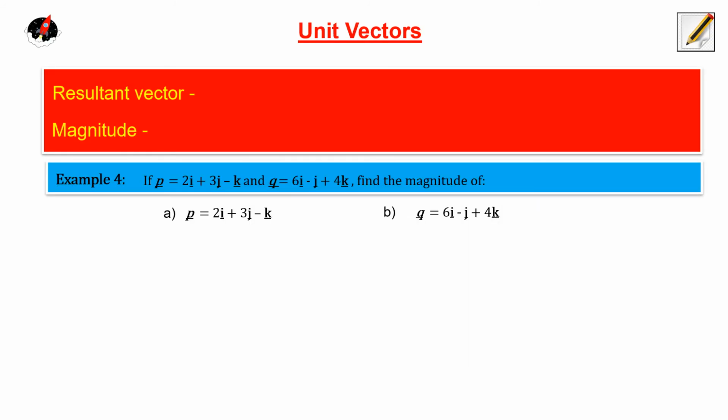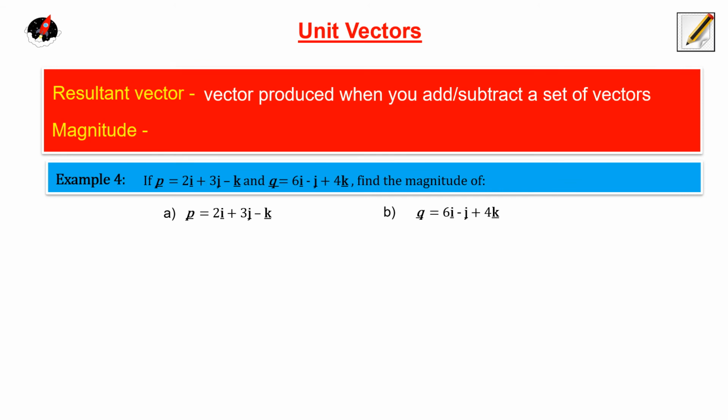Okay, we're going to look at the final part of today's lesson, which is just resultant vectors and magnitude with unit vectors. Just from previous lessons, remember your resultant vector is just the vector produced when you add or subtract a set of vectors. And the magnitude is just the length of a vector, and we get that from our Pythagoras. So the magnitude of vector AB is the square root of the x component squared plus the y component squared plus the z component squared.